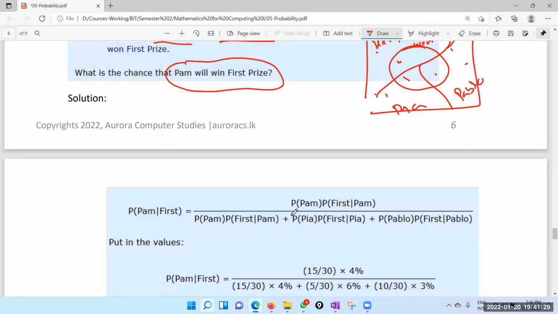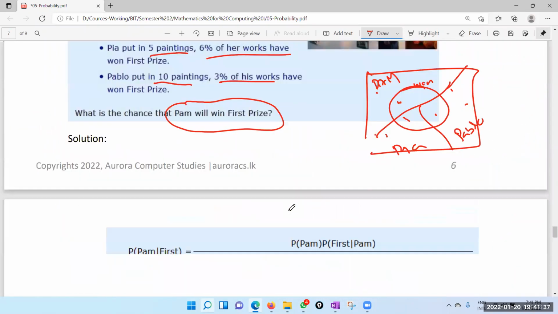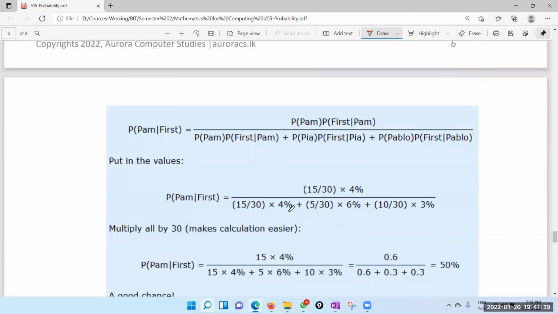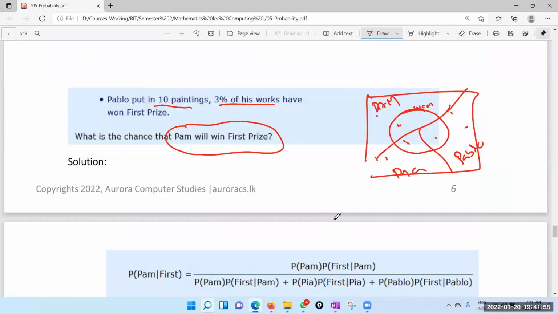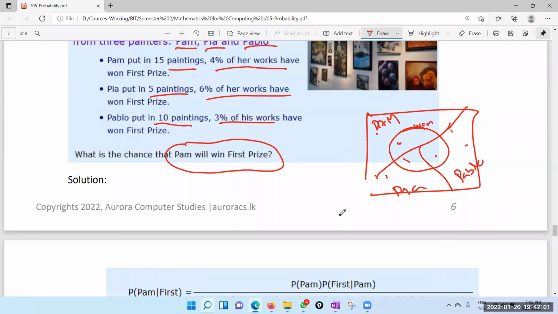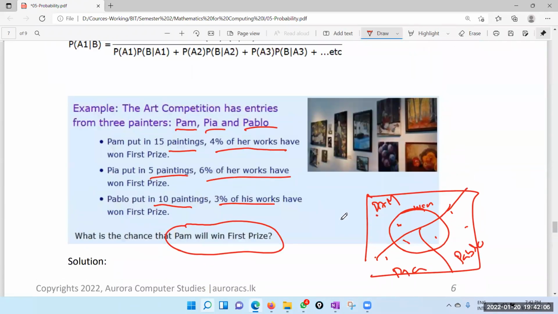So now we can use what we call Bayes theorem. Okay, Bayes theorem. So Pam given first prize is Pam's term divided by the sum of the terms for Pam, Pia and Pablo, all three. The answer to that is 0.5. So if someone has got a first prize, the chance that it came to Pam is 0.5.